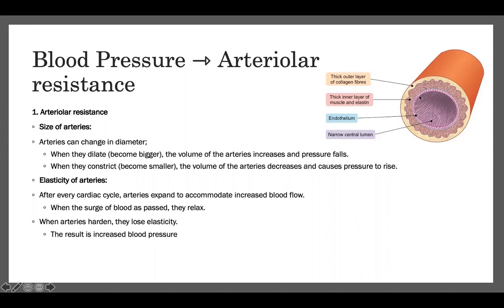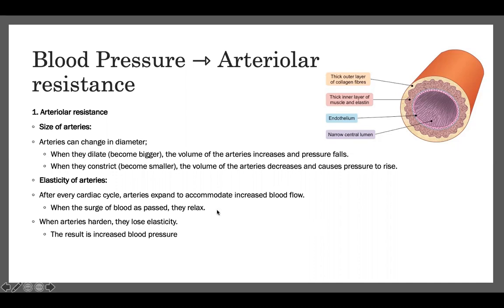If you look at this cross section of an artery here, we've got that middle layer, and it's got a lot of this nice elastic tissue. So it's going to allow for a little bit of flexibility with every heartbeat. And yeah, elasticity is really important. So after every heartbeat or cardiac cycle, arteries are going to expand to accommodate increased blood flow. And then once that surge of blood passes through, so once the aorta sees that initial surge of blood after systole, they're going to relax once that's passed through.